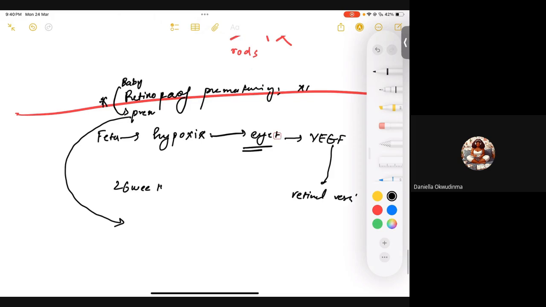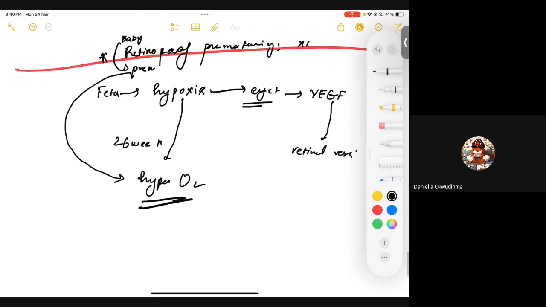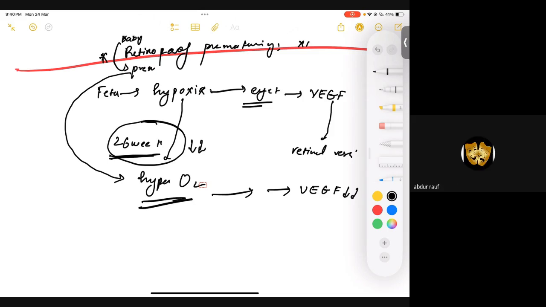If he's born now, after the hypoxia he'll be having hyperoxia, right? That is a lot of oxygen. So if you have a lot of oxygen, now what happens? VEGF is going to be less. And at this time, we do not need VEGF to be less. Are you guys getting me? Yes, sir.